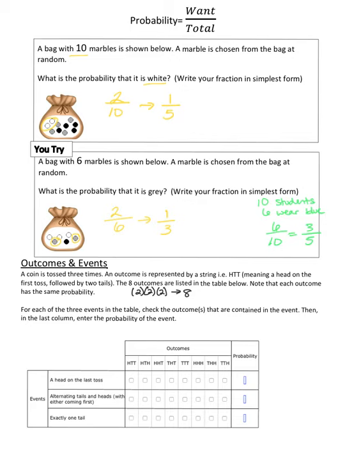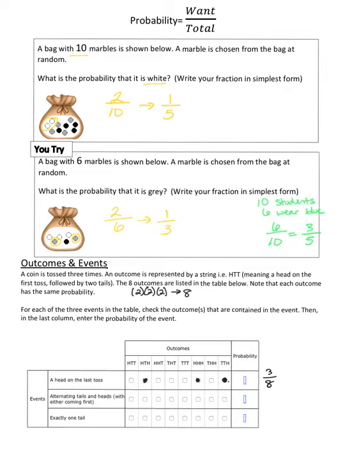First, we want to find a head on the last toss. So you go through and you see, okay, they have a head on the last toss. I'm looking for an H. Doesn't say only one. It just says head on the last toss. So read the event carefully. There are 3 out of 8 events. I can't reduce it.